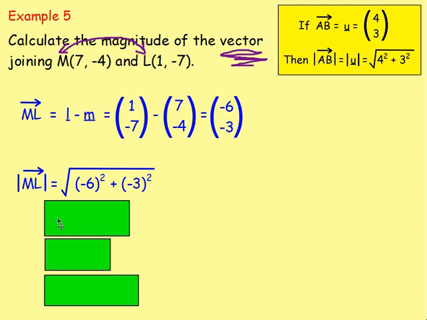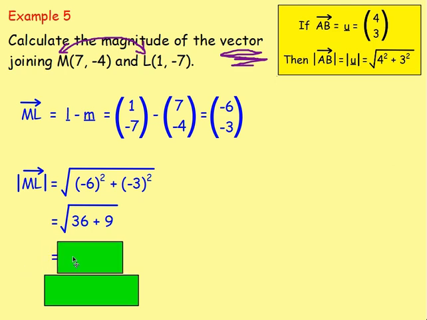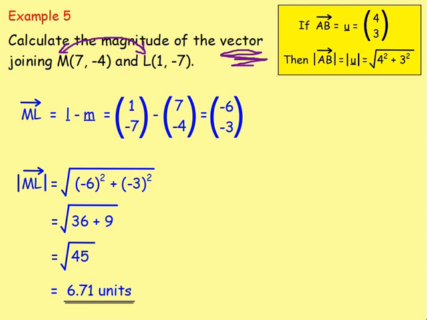Take it away, Holly. What would you do? Good. The square root of negative 6 times negative 6 is 36. And negative 3 times negative 3, it is 9. Well done. From there, if you do 36 add 9, you obviously get 45. And if you work out the square root of 45, go on, Octavia. Yeah, you get 6.71 to a couple of decimal places. So our answer is 6.71 units.